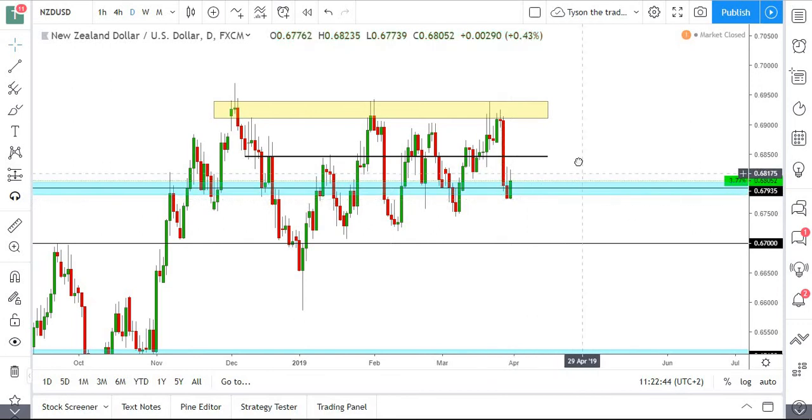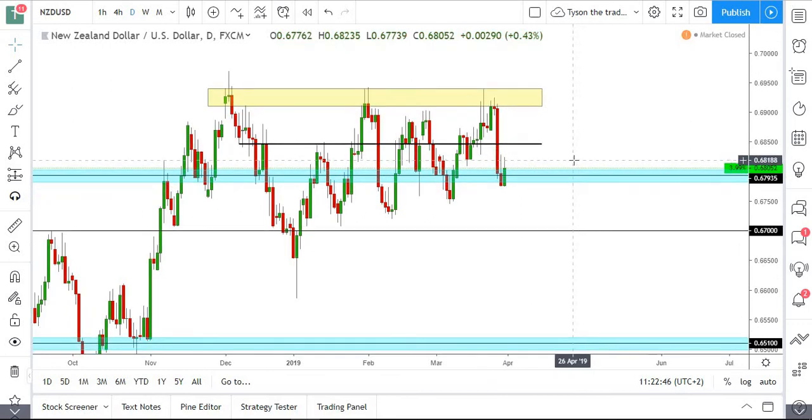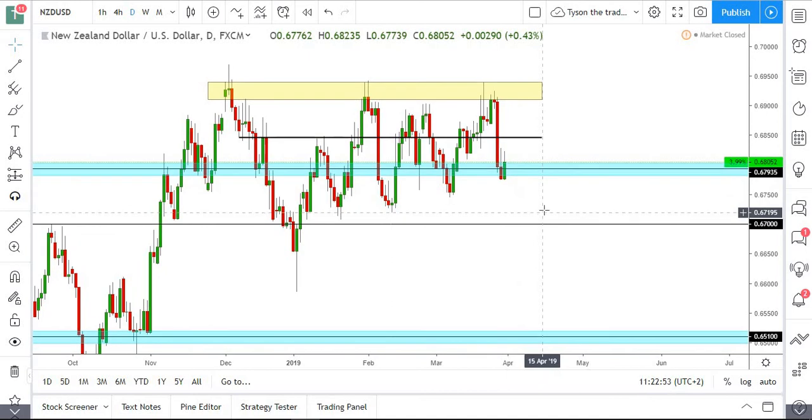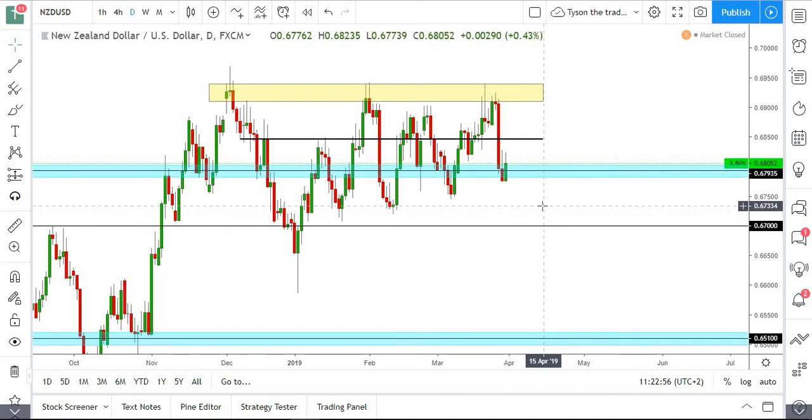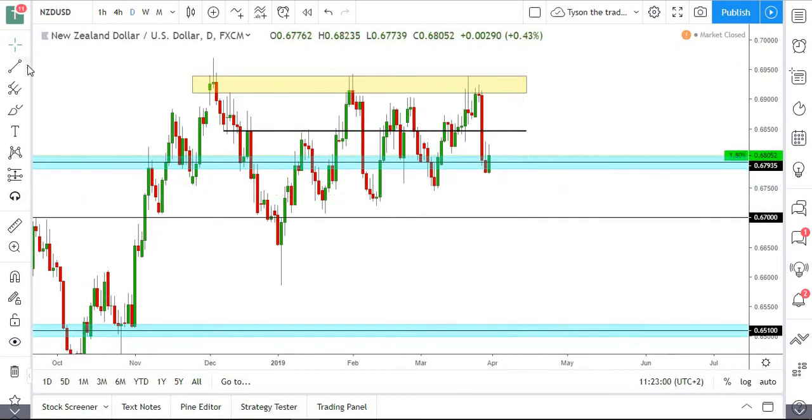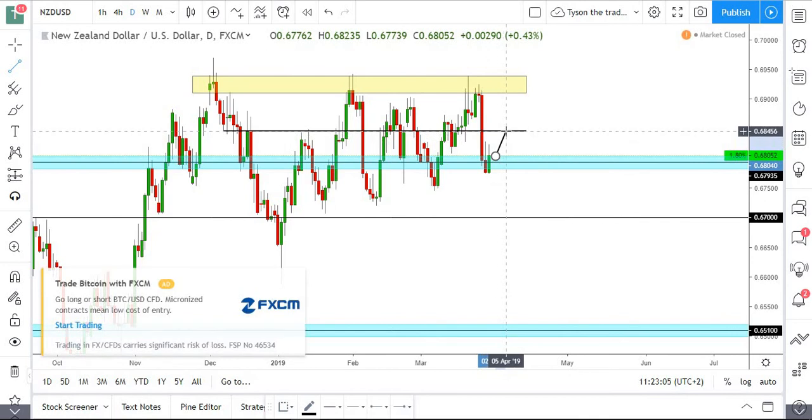Now, since we know that this market is in a range, we're going to be looking for opportunities to go to the downside so that we can complete the move lower back to 0.67 thousand, which is our weekly support level. What I'm waiting for in this market is a mere pullback to my mid-range zone over here, and then I wouldn't be surprised to see a lot of selling pressure in this market back to my weekly support level.